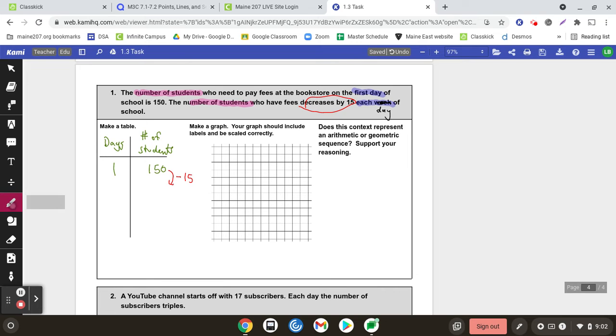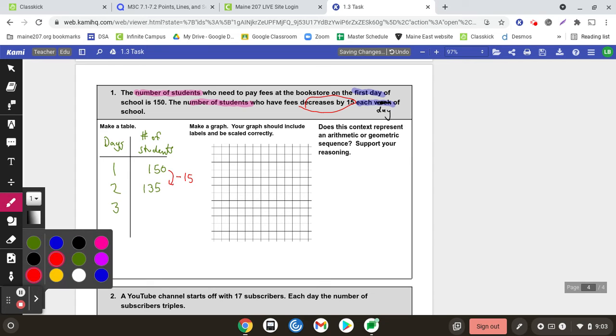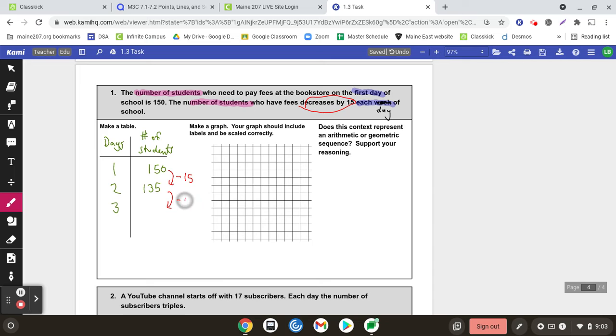So 150 minus 15 is going to give me 135. So the next day, after day 1 would be day 2, I've got 135 students who need to pay fees at the bookstore. The next day, day 3, I'm going to figure out how many students need to pay fees by, again, subtracting 15. 135 minus 15 is 120. The next day, day 4, there are 105 students who need to pay fees at the bookstore, because continuing the pattern, each time 120 minus 15 is 105. And if I continue the pattern one more time for day 5, 105 minus 15 is 90 students. Okay?